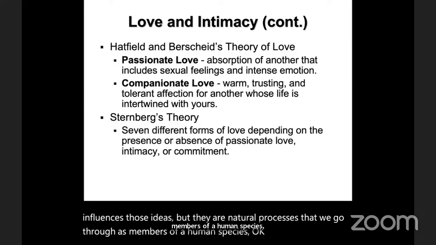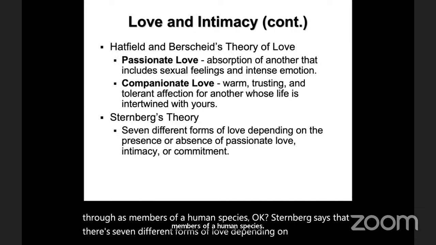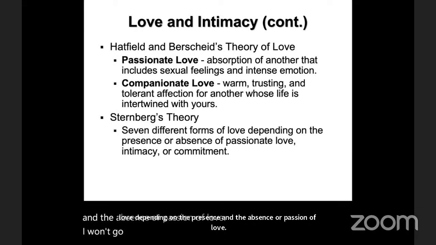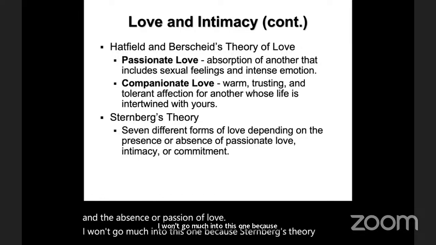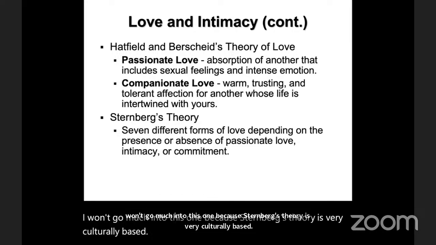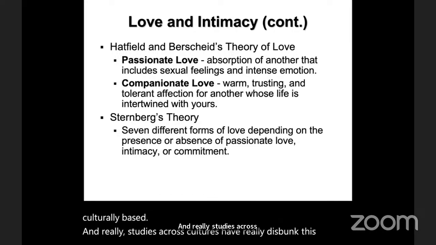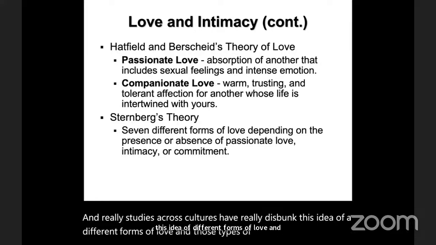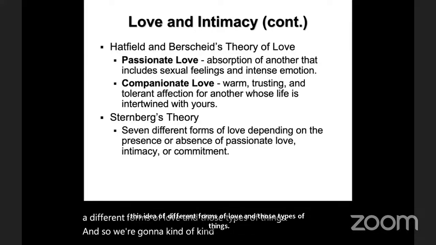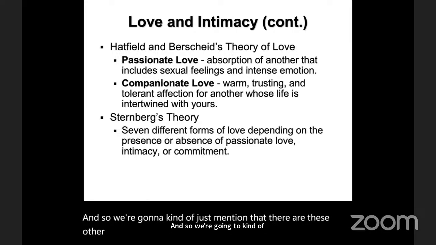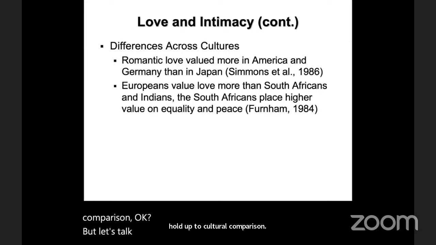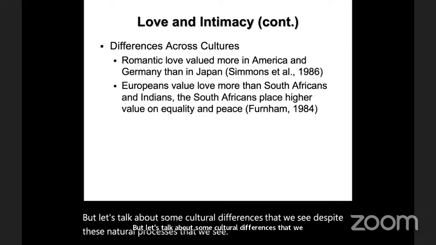Sternberg says that there are 7 different forms of love, depending on the presence or absence of passion, intimacy, and commitment. I won't go much into this one because Sternberg's theory is very culturally based, and studies across cultures have really debunked this idea of different forms of love. So we're just going to mention that there are these other Western theories, but they don't really hold up to cultural comparison. Okay. But let's talk about some cultural differences that we see despite these natural processes. Okay.